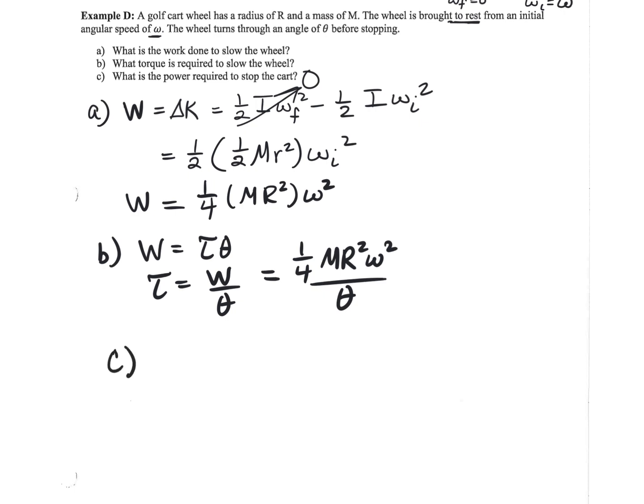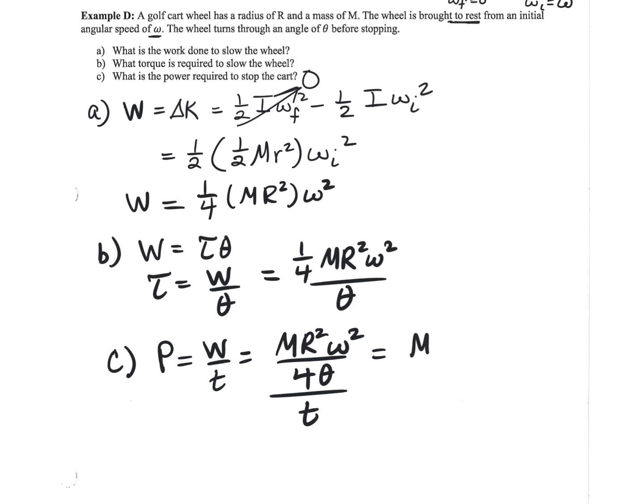What power is required to stop the cart? Well, power, if you remember, is work divided by time. So work divided by time, we know the work is m r squared omega squared over 4 theta, divided by t. So this is going to be m r squared omega squared over 4 theta times t. And there would be my power required to change it. All right.